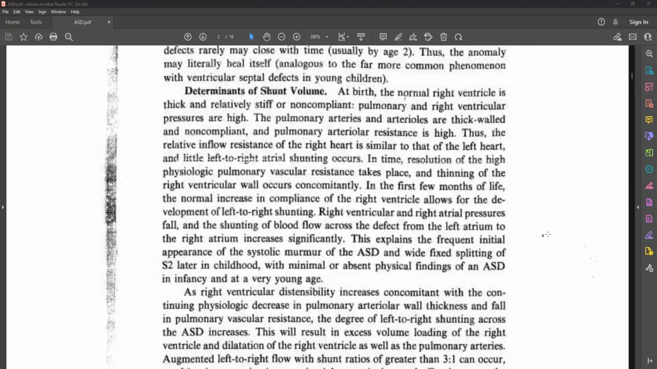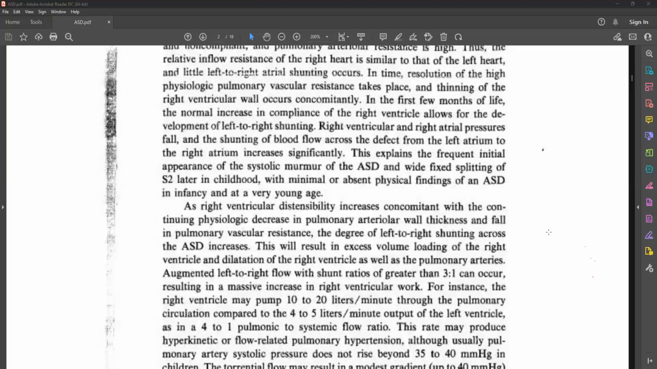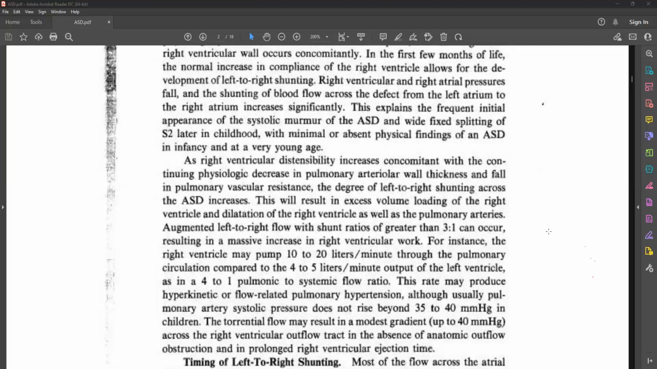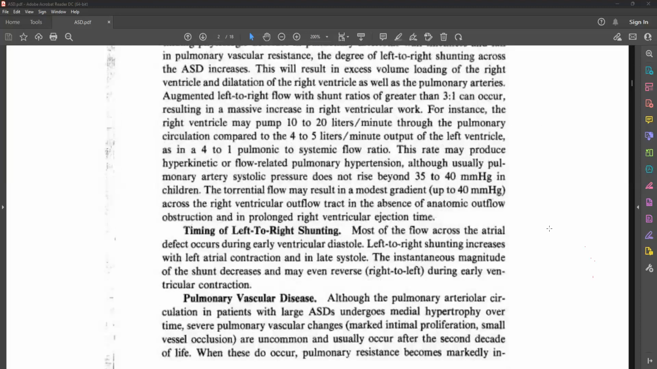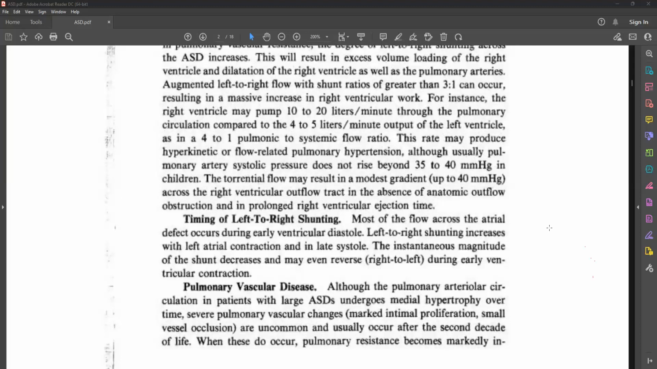Determinants of shunt volume. You will get a very clear idea about how the shunt volume behaves in the early part, then how it reverses, and what is the amount to which it actually occurs. Second is pulmonary vascular disease. Now, though the pulmonary arterial circulation is very high in a large ASD, it takes a very long time for the actual hypertrophy. We know that in mitral stenosis, you have an initial passive phase, and then there is an active phase, and there is a phase where the arterial media undergoes hypertrophy.